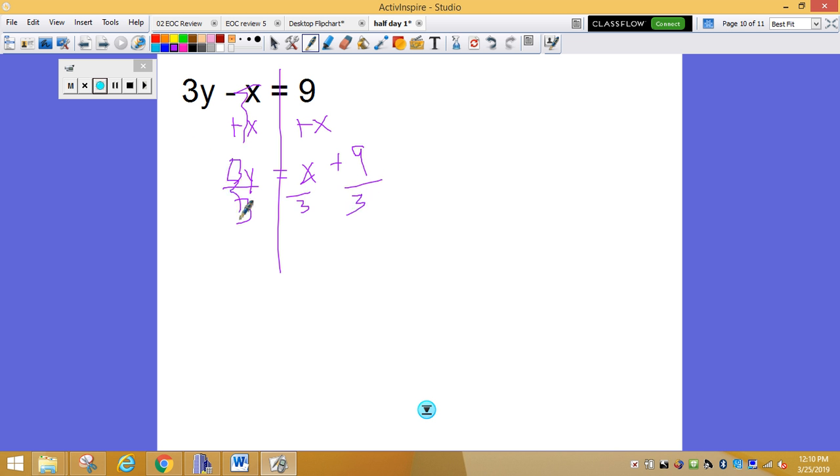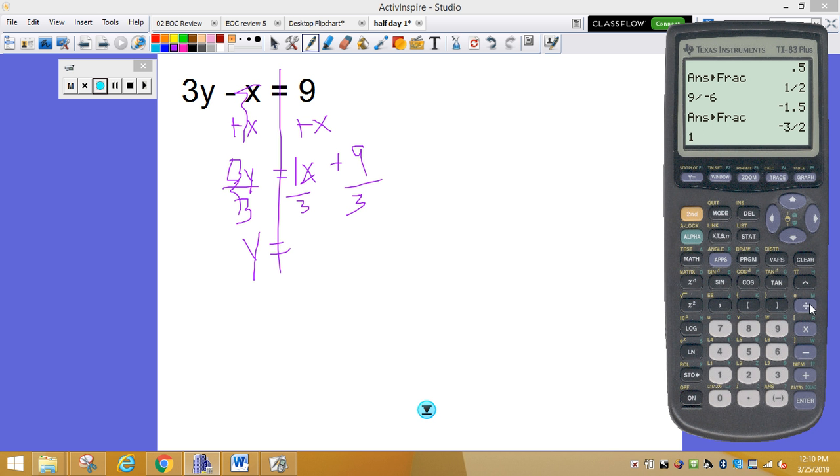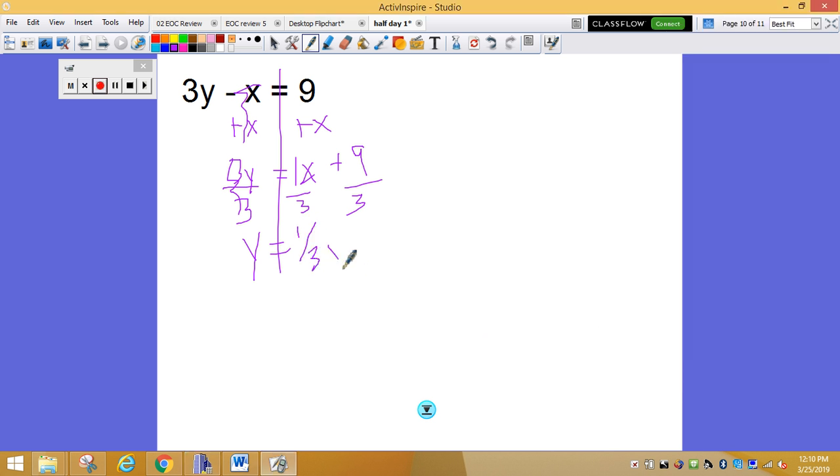So these 3's cancel. Now when you're dividing, this x really has a 1. So when I type that division in, I would do 1 divided by 3. Change it to a fraction, math, enter, enter. So I get 1/3 x. And 9 divided by 3 is 3.